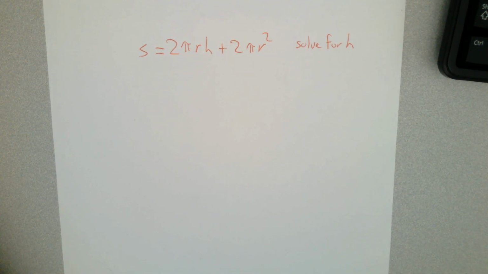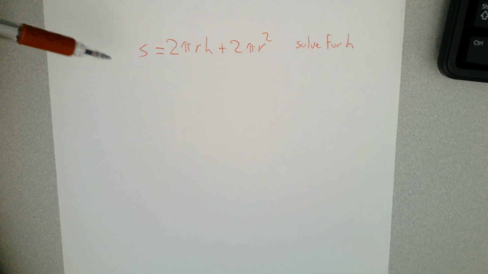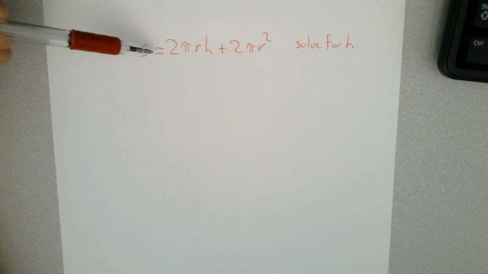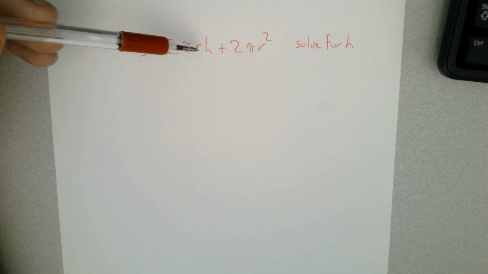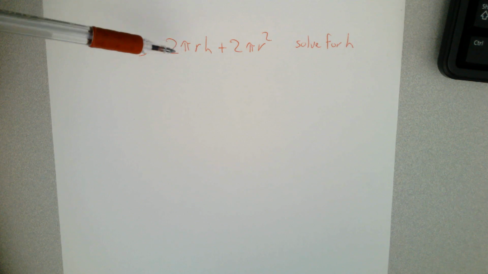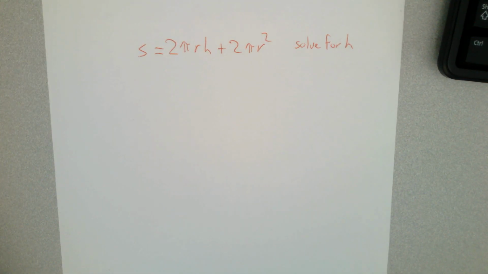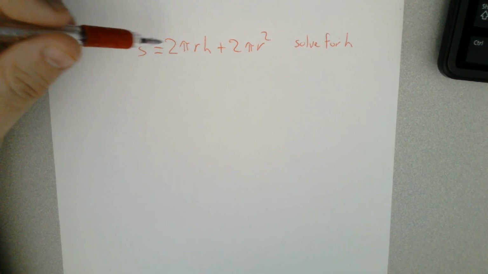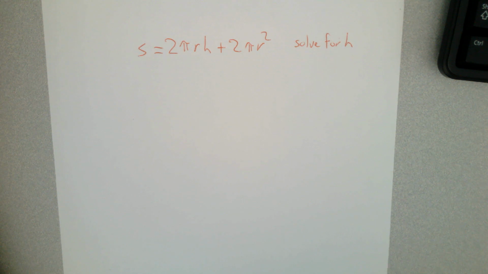For this question, we're asked to solve the equation S equals 2 pi R H plus 2 pi R squared, which is the surface area of a cylinder, for H, which is the height of that cylinder. A lot of students struggle with this problem because there's not numbers plugged in here, but this is still just regular algebraic manipulation we're dealing with here.